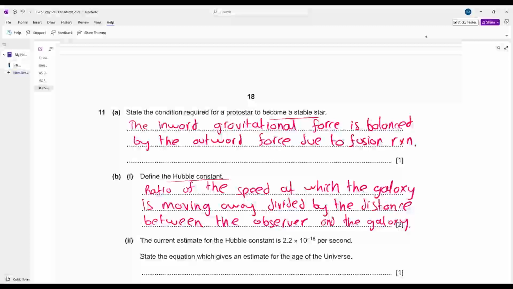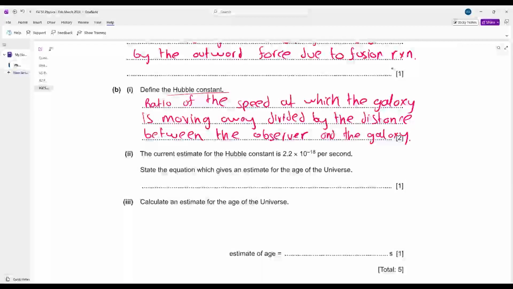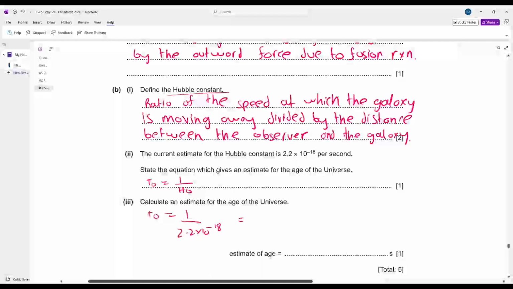Perfect. The current estimate for the Hubble's constant is this. State the equation which gives the age of the universe. हमेशा याद रखो age of the universe is inverse of the Hubble's constant. Calculate an estimate of the age of the universe. 1 divided by 2.2 × 10^-18. What does your age of universe come out to be? Can anyone in the chat tell me the answer? The age of universe comes out to be 4.5 × 10^17 seconds.